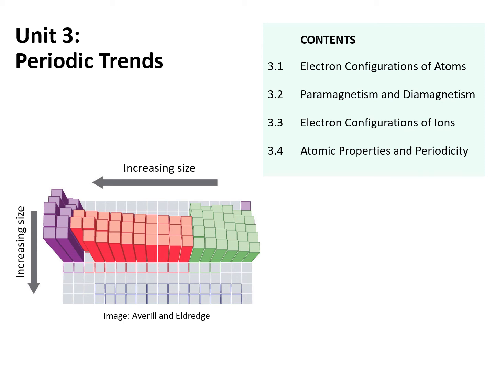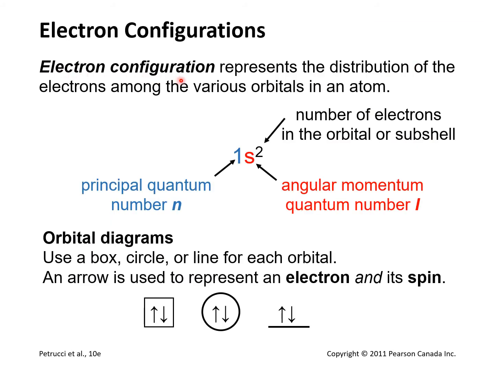In this unit, the goal is to be able to predict the trends and the properties of the elements in the periodic table. An electron configuration simply represents the distribution of the electrons among the various orbitals in the atom.